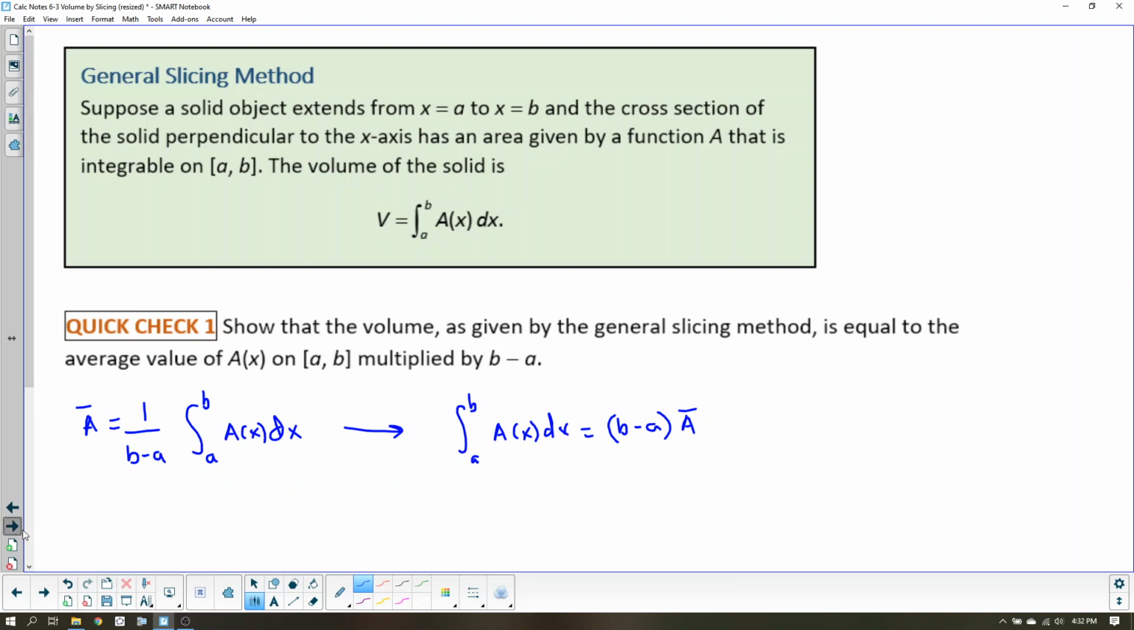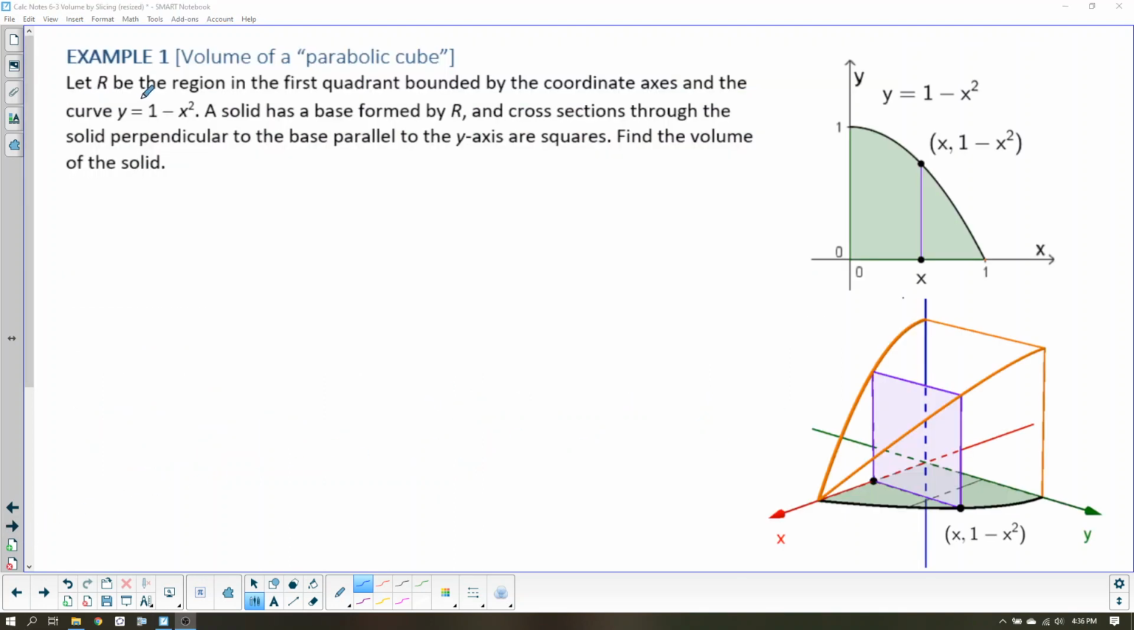Okay, so let's try an example. It says, let R be the region in the first quadrant bounded by the coordinate axes and the curve y equals 1 minus x squared. So that's graphed up here at the top. Graphed 1 minus x squared here. It's a parabola, shifted up 1 unit, frowning. And then we're also bounding by the y-axis and the x-axis. So that encloses the green region that you see here.